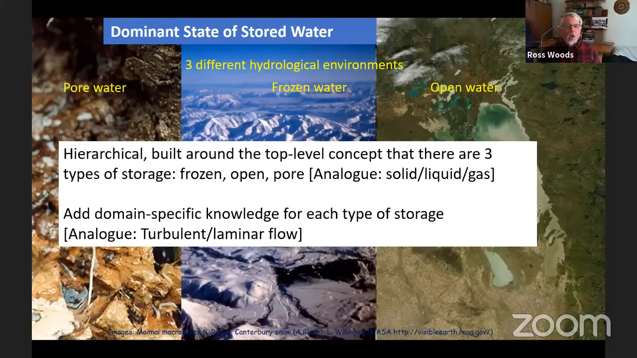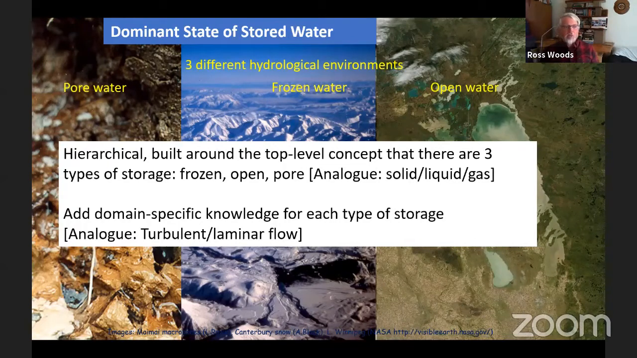One way of thinking about this and how to get there is to break the world into three kinds of places from the point of view of hydrology. And in those three different places, water is stored predominantly in different states. So in one of those places, water is stored in pores. So typically there will be soil water or groundwater.